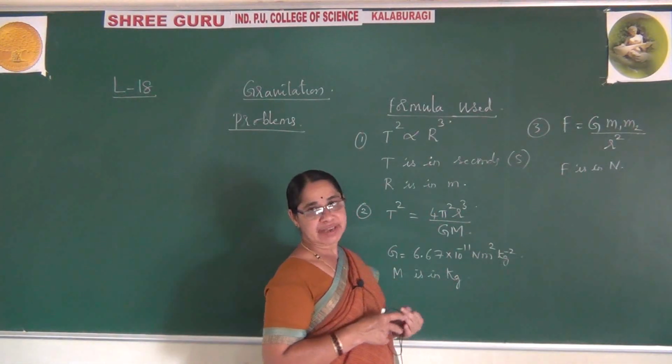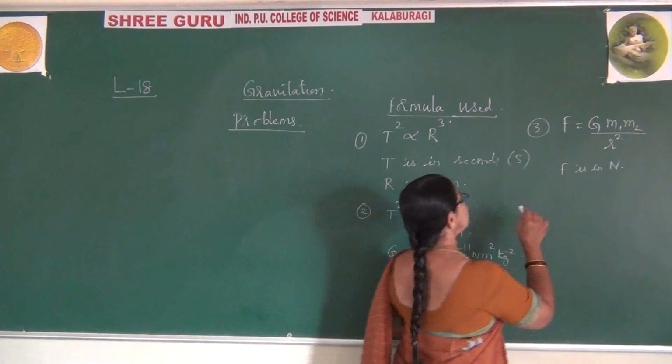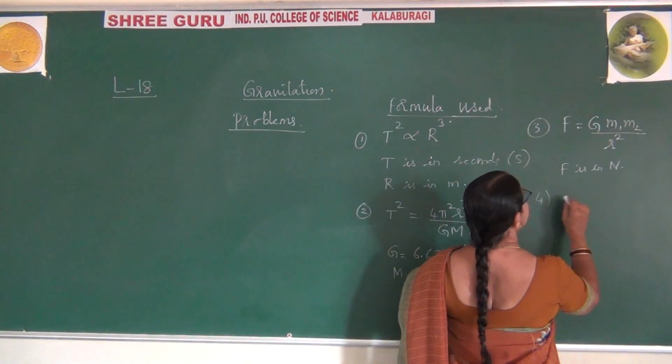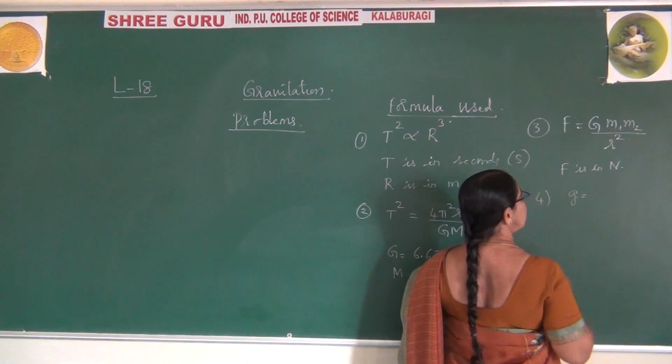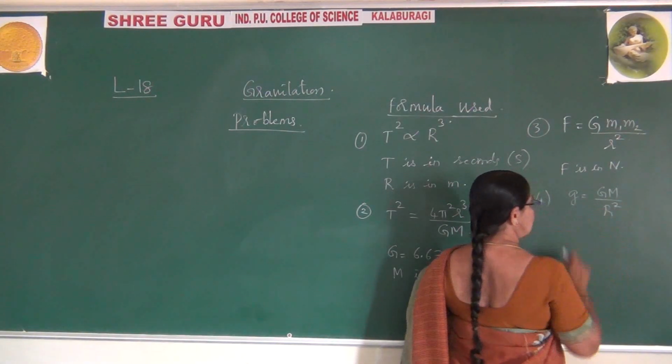One more relation we have is the relation between small g and capital G. That formula you can remember, where small g is equal to GM by r square. What is this G?